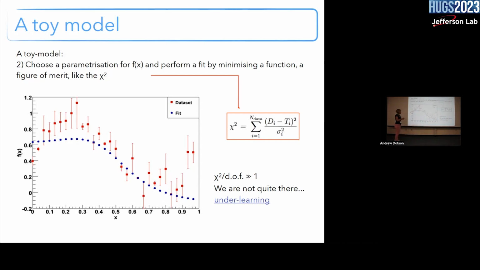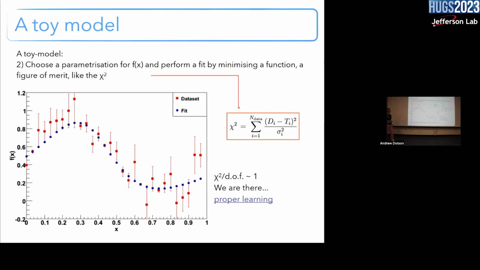So here we start with our functional form. We are not quite there because the chi-square per number of degrees of freedom is still much larger than 1. So we are underlearning the law of nature, okay? Here we are there, we are doing a proper learning, as you can see from the parameterization that we input. In this case, I did the exercise myself, you can put just some polynomials, okay? And now we can see that here we have a proper learning.